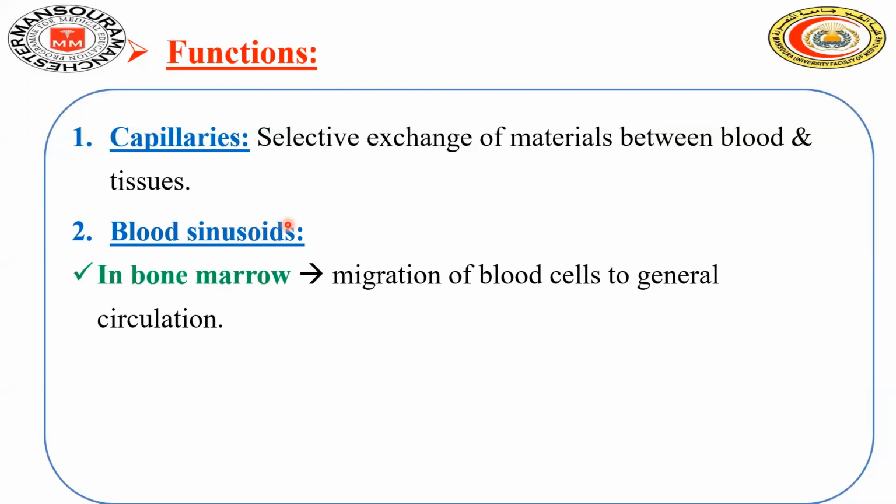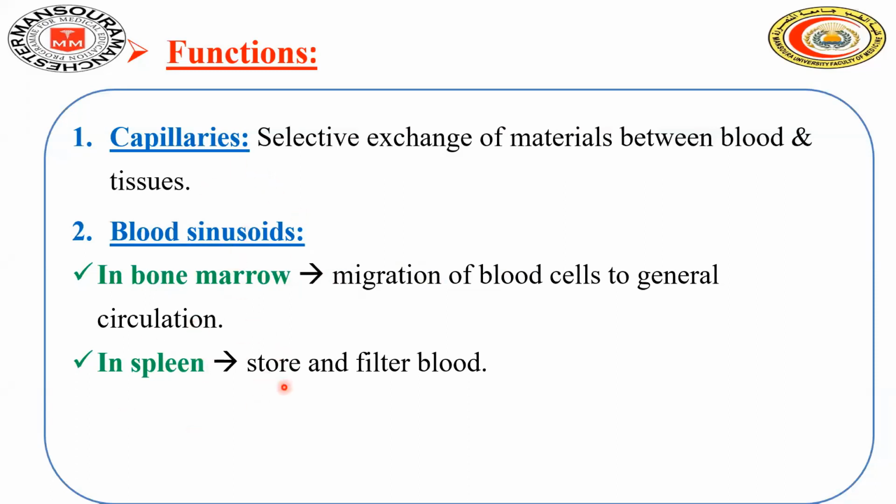In the bone marrow, for example, these blood sinusoids are important for migration of blood cells to the general circulation. You know that the bone marrow is a factory for blood cells. So how can these cells reach the circulation? Through the presence of large vessels or large capillaries, sinusoids, which allow the newly formed cells to enter the circulation. So here is a function of the blood sinusoids in the bone marrow. It allows the newly formed blood cells to enter the general circulation.